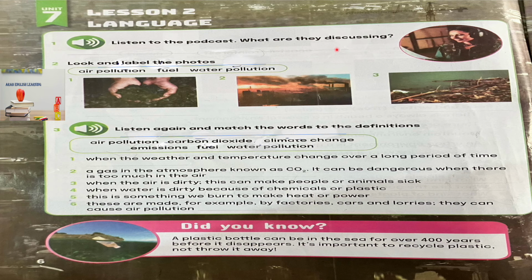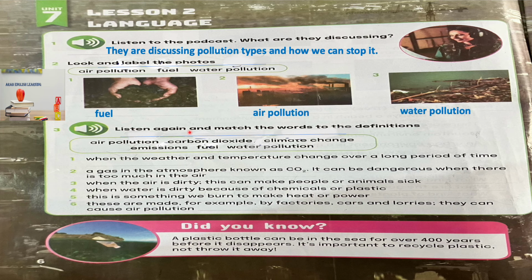So, what are they discussing? They are discussing pollution types and how we can stop it. Exercise 2. Look and label the photos. Air pollution, fuel, water pollution. The first one is fuel, air pollution, water pollution.